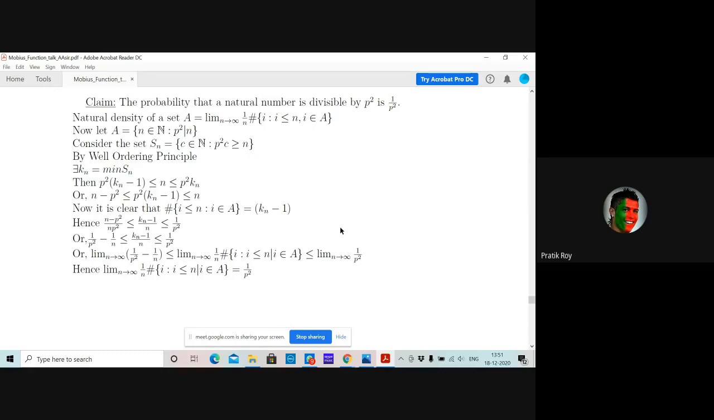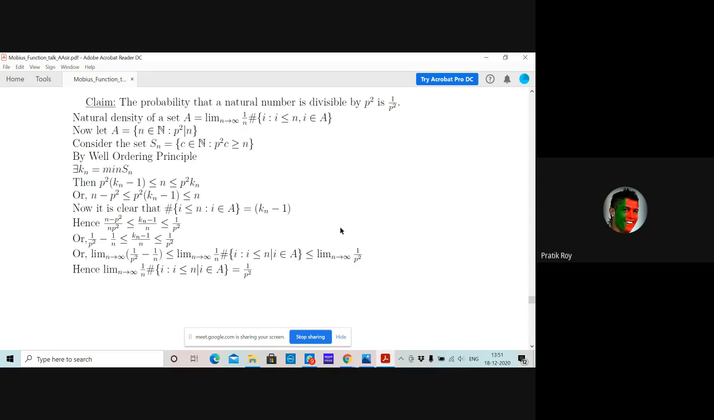So the classical definition of probability says that for a finite set, the number of favorable cases is kn minus 1, and the total size of the sample space is n. So the classical probability is kn minus 1 by n. This kn minus 1 by n is bounded by these two things, 1 by p square minus 1 by n and 1 by p square, and taking the limit on both sides, we see that this classical probability, as we increase the size of the sample space, in some sense tends to the number 1 by p square.